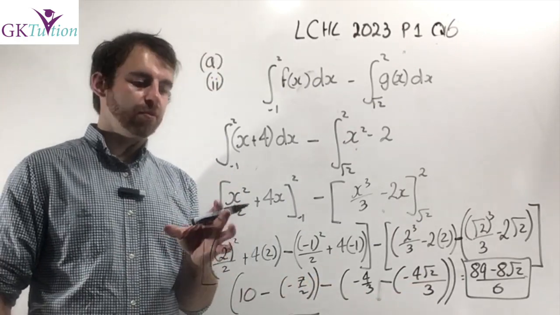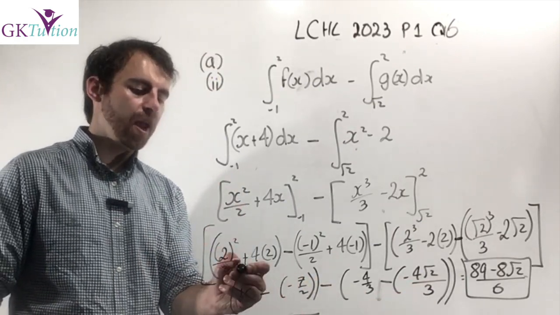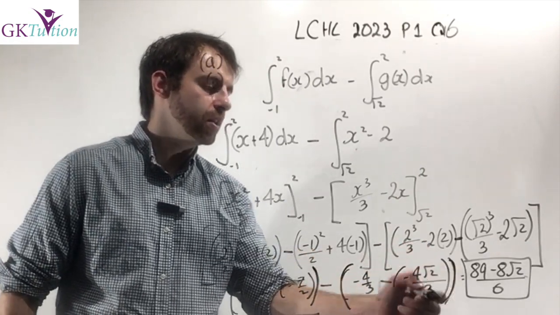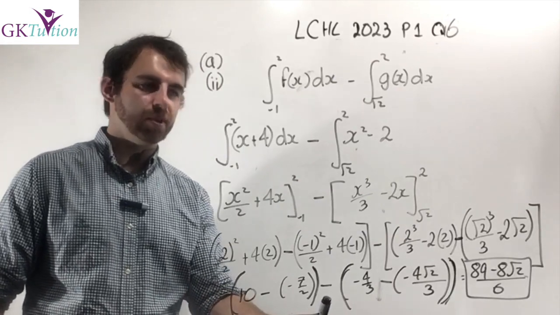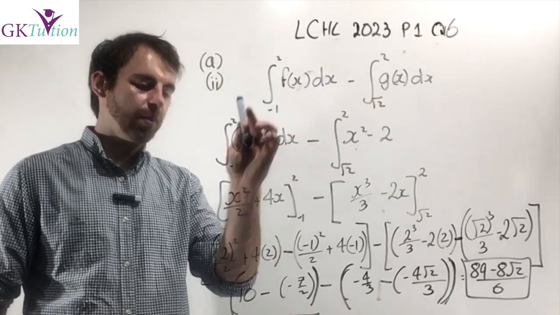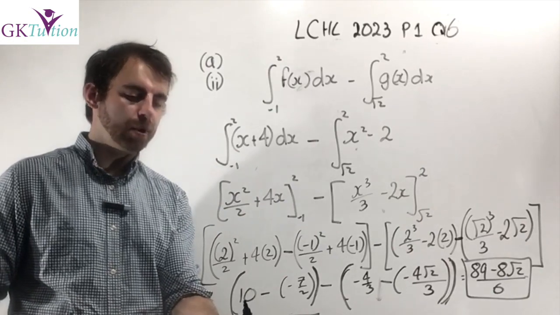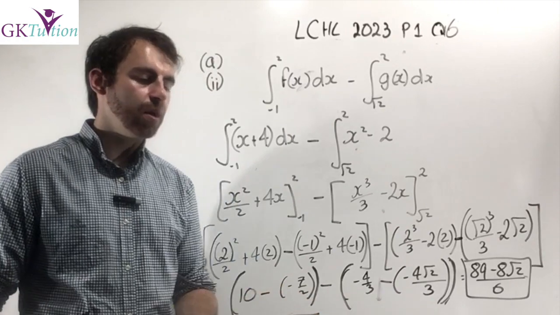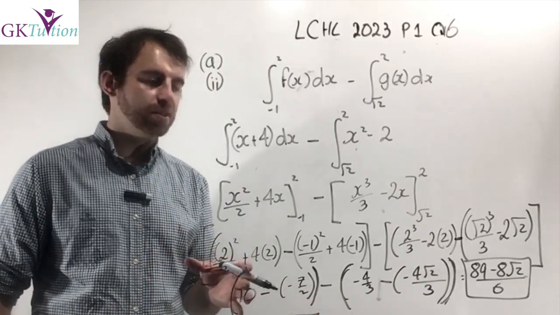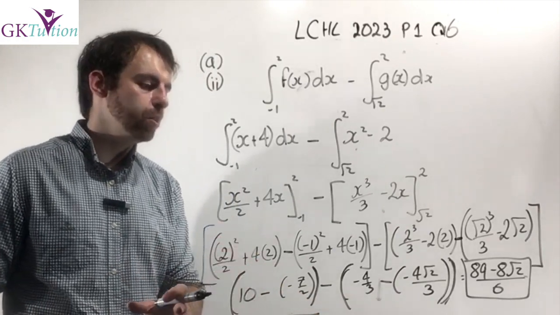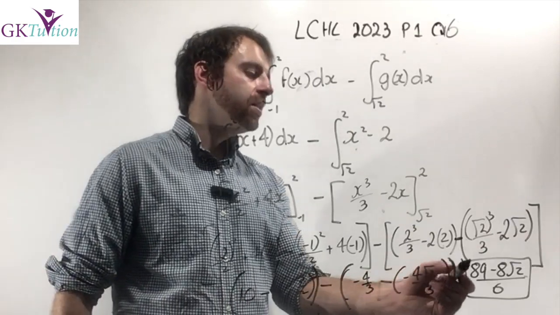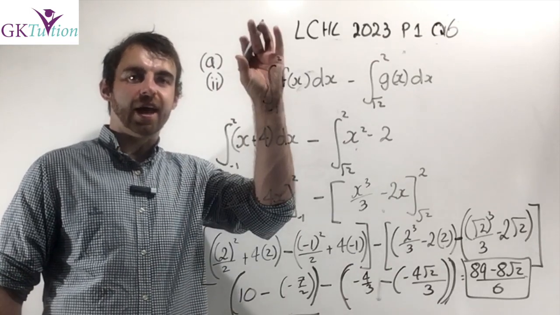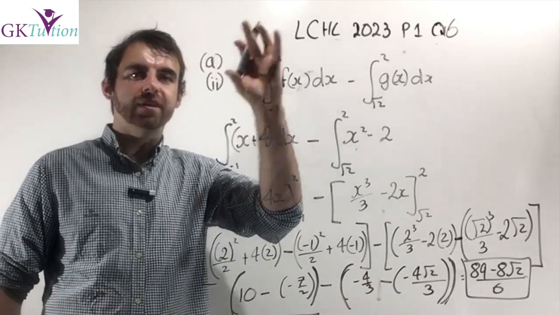You have to be very careful with your signs here. Notice that I put everything from f of x into one big bracket and everything from the g of x expression into another big bracket and a minus between them, because I'm trying to subtract g of x from f of x. And with each one I have the upper limit minus the lower limit. But there's an awful lot of signs there and it's very easy to miss one of those minuses. If you plug all of that into your calculator, you get 89 minus 8 root 2 over 6. So that's the area of the shaded region above the x-axis.